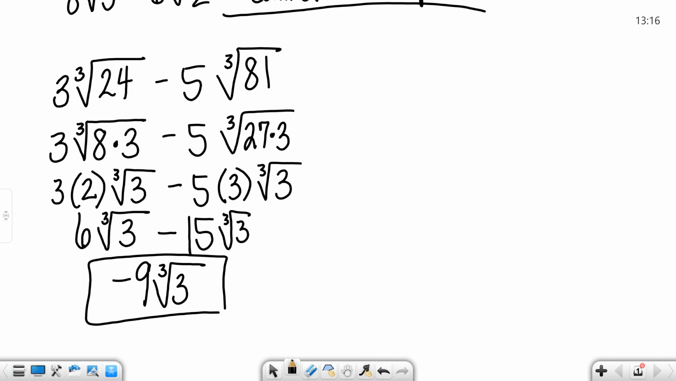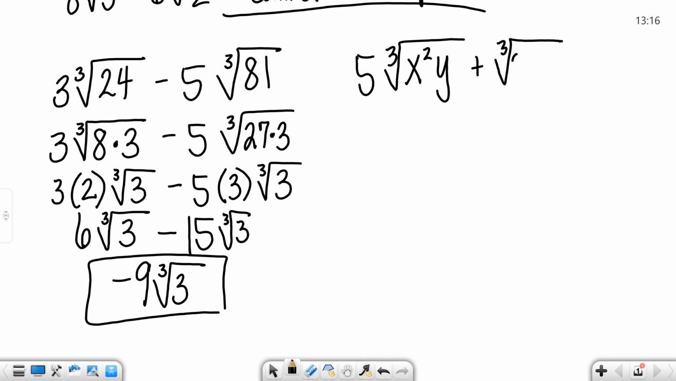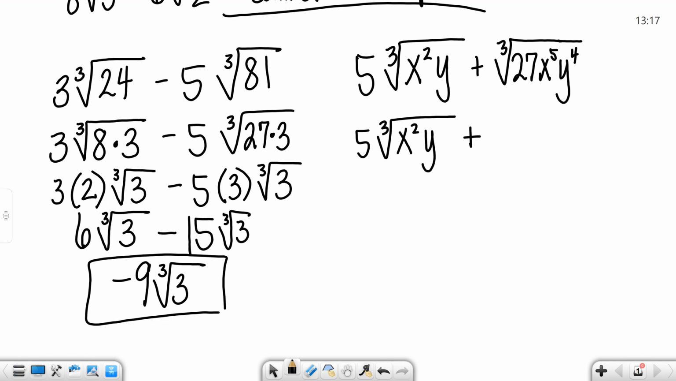All right, let's put some variables in there. Okay, so 5 times the cube root of x squared y plus the cube root of 27 x to the 5th y to the 4th. All right, definitely not like terms, so I need to simplify first. Well, this first one, you cannot simplify that at all. I can't take the cube root of x squared or of y, no matter what I do.